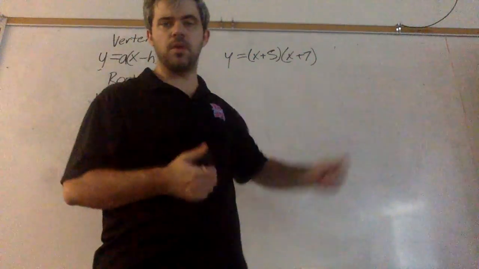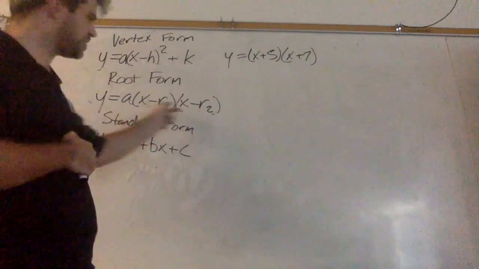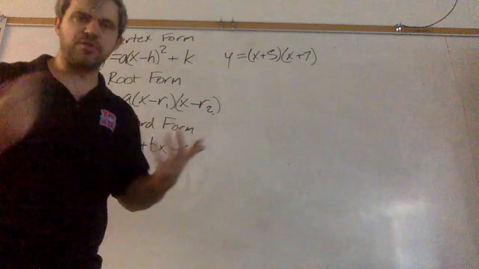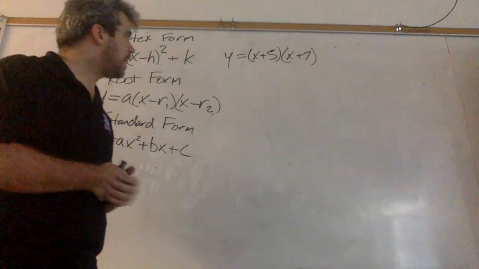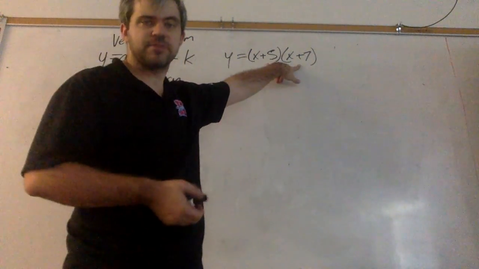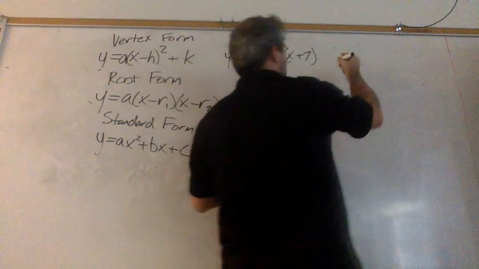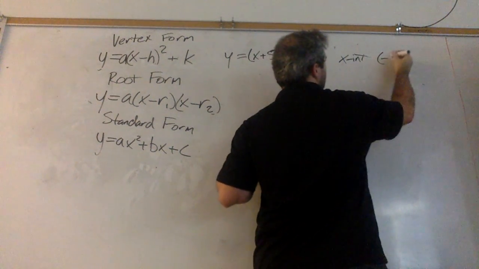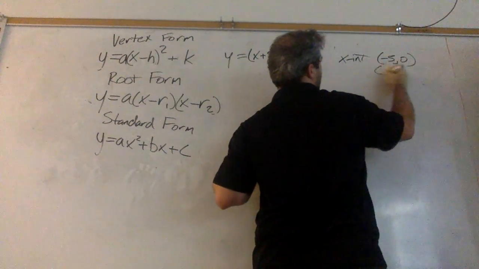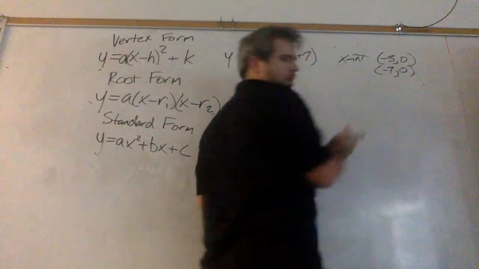Okay, we're going to do one more, and this one is in root form. It's going to give you your x-intercepts, your roots for this quadratic. So again, be careful. You have to flip these signs. So our x-intercepts are (-5, 0) and (-7, 0).